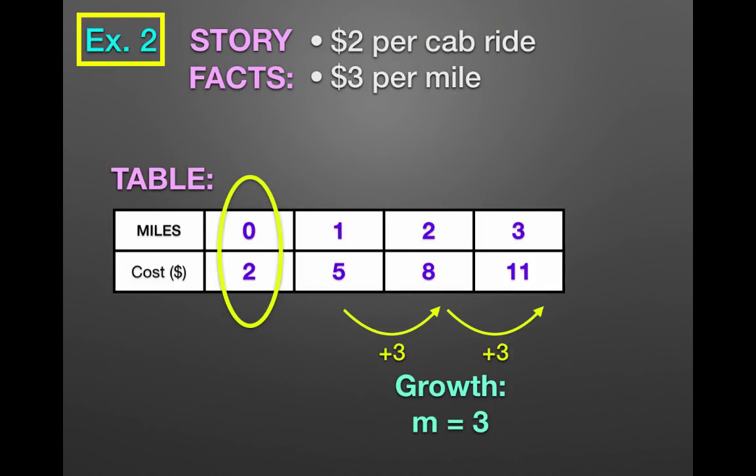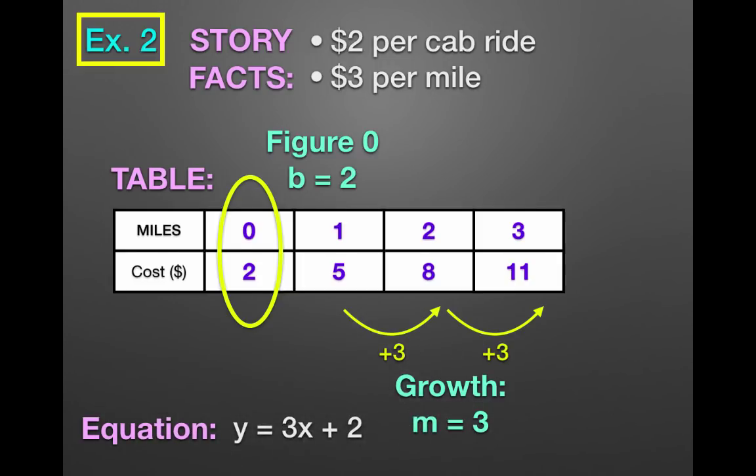So we can write an equation here because we've got the 0. We've got the figure 0 that we just circled, which I'm going to label figure 0. B equals 2. Figure 0 is $2. So we can write that equation, that y equals mx plus b. It's going to be y equals 3x plus 2. 3 is the growth and 2 is the figure 0. Those are the numbers that we need from the table.